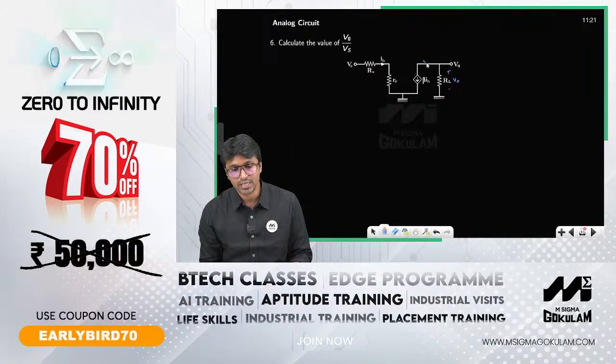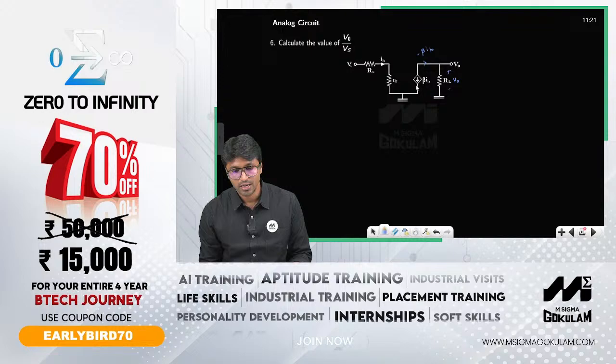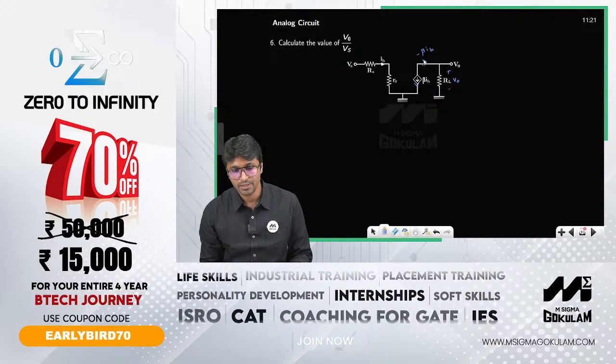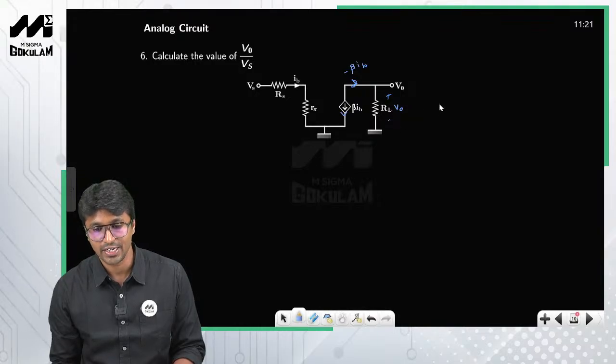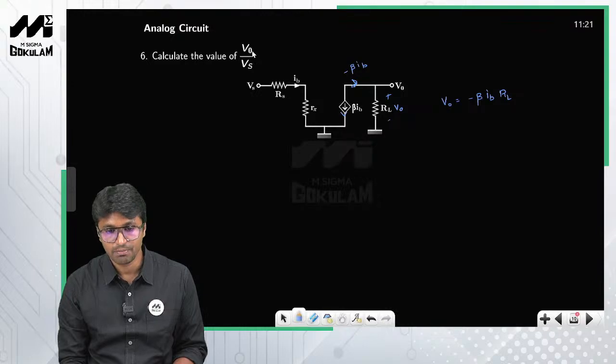So what will be this current? This current will be equal to minus beta IB, right? So if this is beta IB, so this will be minus beta IB. So obviously this beta IB has to flow through this resistor RL, right? So therefore V0 is equal to minus beta IB into RL. Now IB, listen, you need a relationship between V0 and Vs, right? So therefore what is IB here?